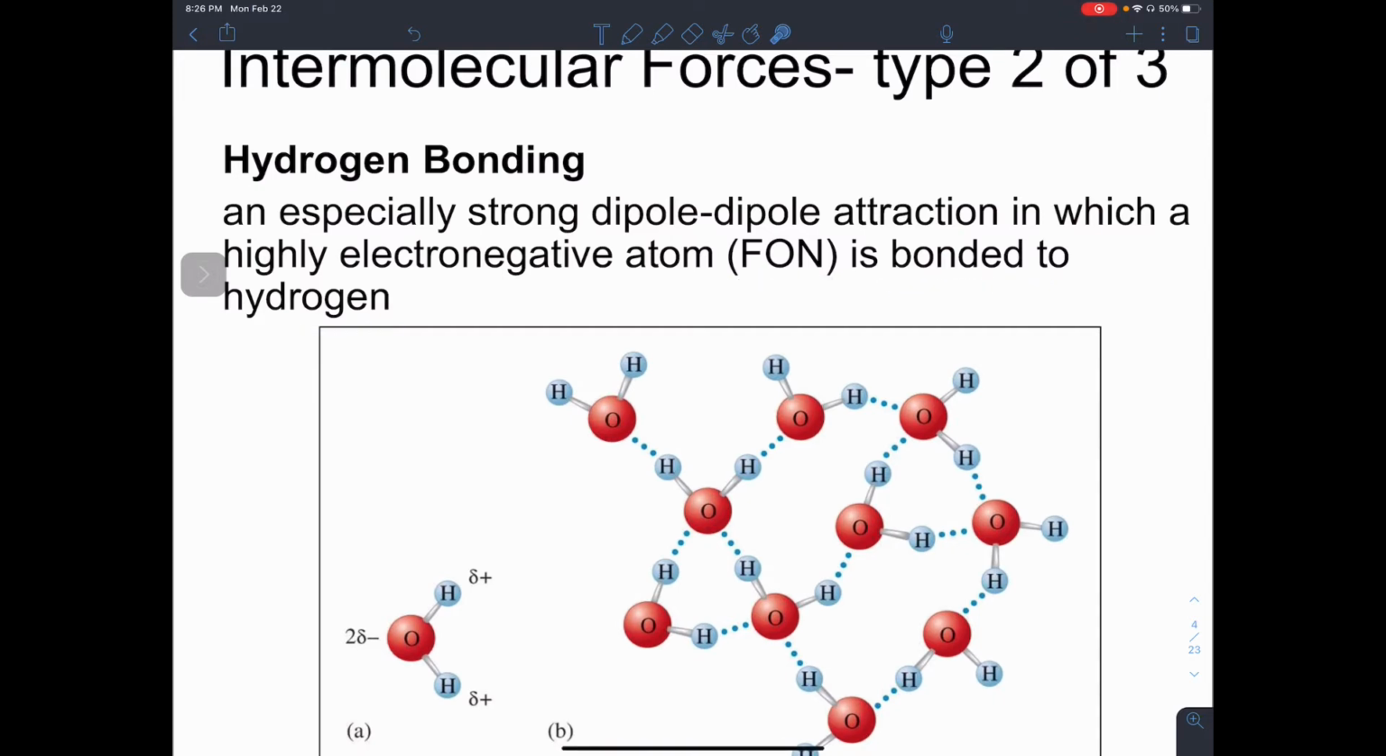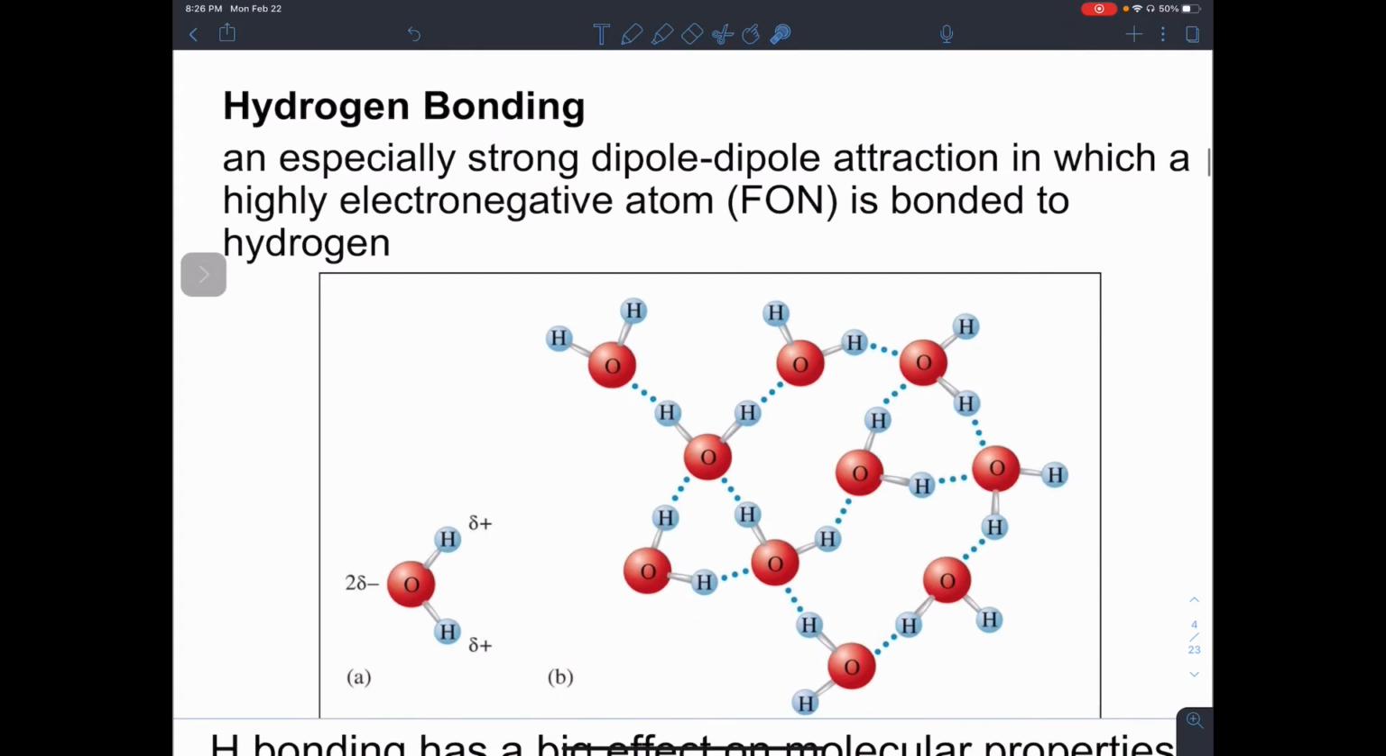Since fluorine is the most electronegative atom on the periodic chart and oxygen is right behind it, nitrogen is also highly electronegative. Sometimes we just refer to them as FON, the highly electronegative atoms, the ones in that top right-hand corner of the periodic chart. And when any one of those is bonded to a hydrogen, that molecule is able to participate in a hydrogen bond.